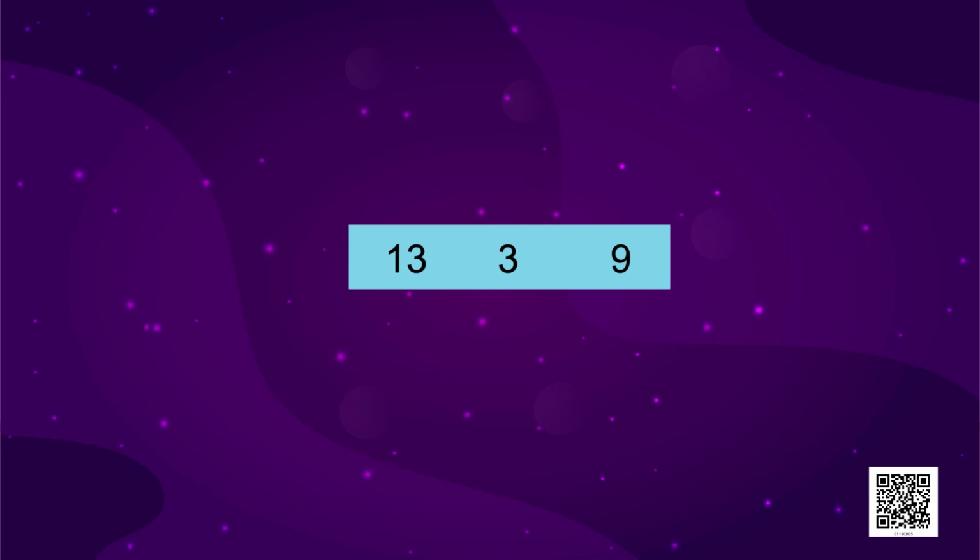Look here children, how many numbers are written together? 3 numbers. We need to find out the biggest of them all. Let's see. 13, 3 and 9. So which one is the biggest? 13. 13 is the biggest of all.